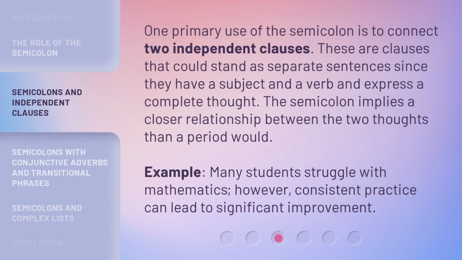One primary use of the semicolon is to connect two independent clauses. These are clauses that could stand as separate sentences since they have a subject and a verb and express a complete thought. The semicolon implies a closer relationship between the two thoughts than a period would. Example: many students struggle with mathematics; however, consistent practice can lead to significant improvement.